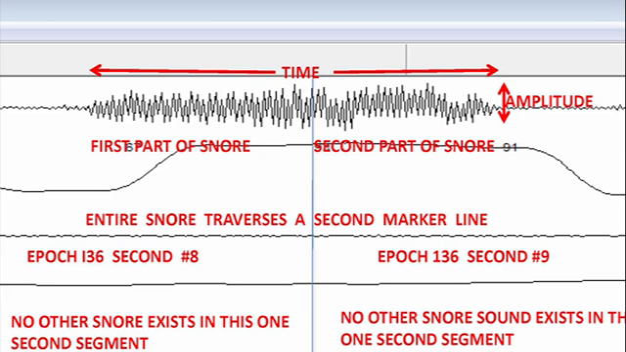And so if you're looking at this thing, the up and down height of the tone is the amplitude, and then the time it represents, each one of these was a 1 second epoch. And so we have the first part of the snore, and we have the second part of the snore. This is pretty cool. The snore pretty much divides itself in the middle. The entire snore traverses a second marker line, and so we have epoch 136 in this picture, window second 8, and here we have epoch 136 and the 9th second of the epoch. And no other snore sound exists in this 1 second segment, and no other snore sound exists in the second segment.